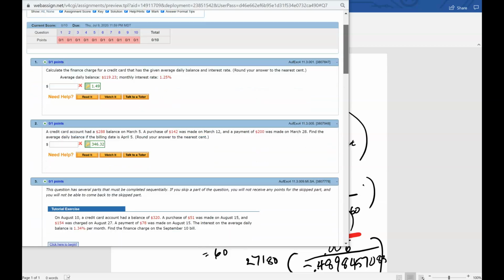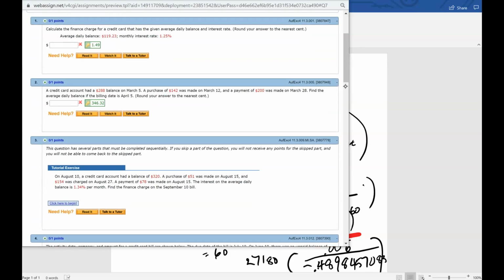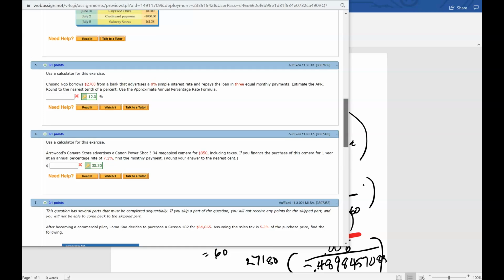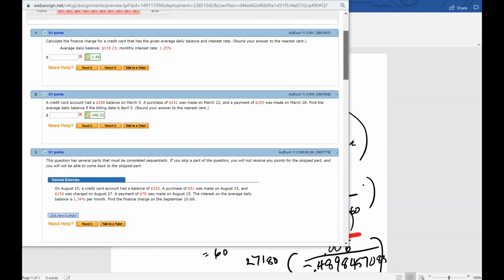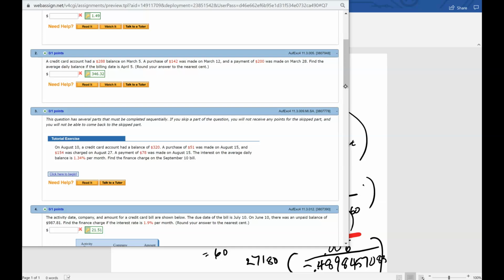But in number two, they give you a balance starting on March 5th, and then different purchases were made, and then a payment was made, and they ask you to find the average daily balance. So there you need to either use a spreadsheet or take account of these purchases. There is a Watch It video that you'll probably want to watch to get this one, because we're going to move on to, I don't know if it's more difficult problems, but let me just say one thing about these problems, like problem number 2.